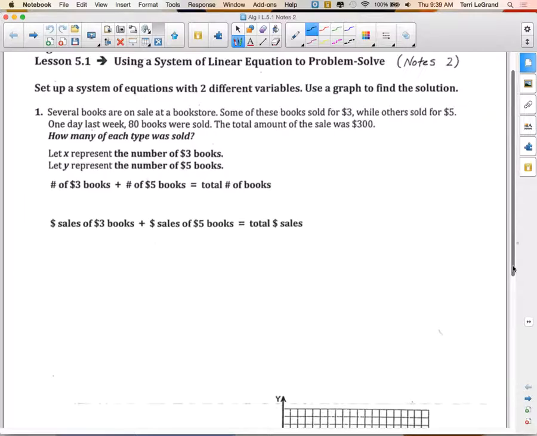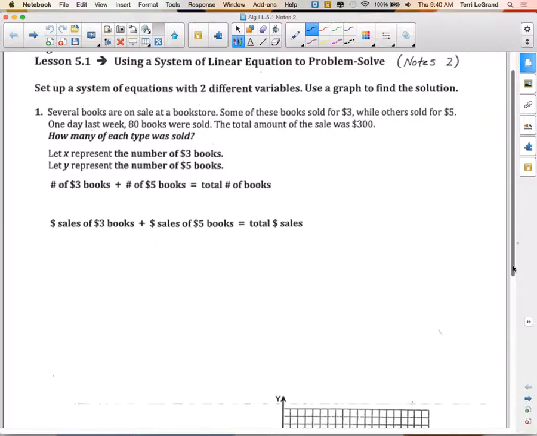So, number one, several books are on sale at a bookstore. Some of these books sold for $3, while others sold for $5. One day last week, 80 books were sold. The total amount of the sale was $300. How many of each type was sold?